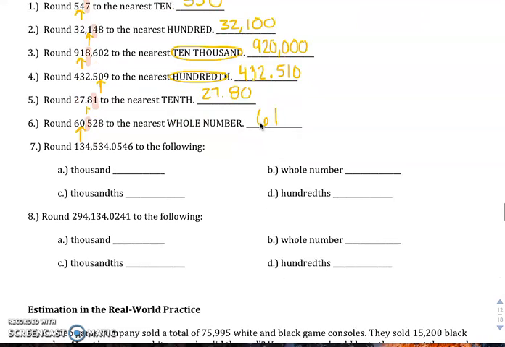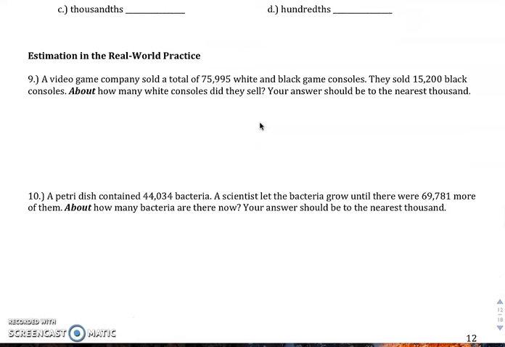And we'll go down and look at the word problems here, at the application problems. So it says a video game company sold a total of 75,995 white and black game consoles. So they sold 15,200 black consoles. About how many white consoles did they sell? So your answer should be to the nearest 1,000. So we're going to round 15,200 to the nearest 1,000 since that's what it's asking us about. We're going to look at the 2 and we're going to keep that at a 15. We're not going to round that 5 up. So black consoles, they sold about 15,000.